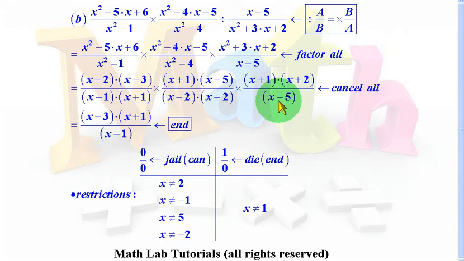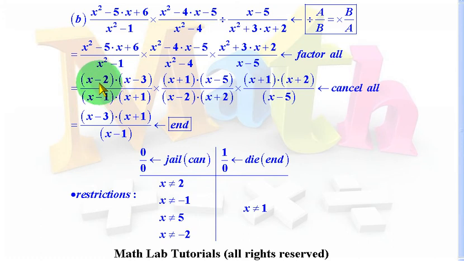At this point, any factor in the numerator, the entire numerator, because you can think about this as an entire numerator, is able to cancel out with any identical factor appearing in the denominator. Okay, so cancel all means look for the factors that cancel.